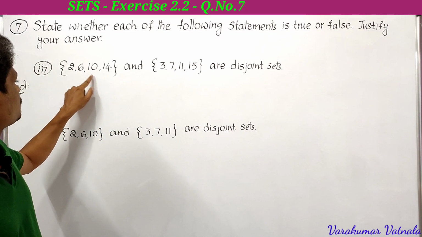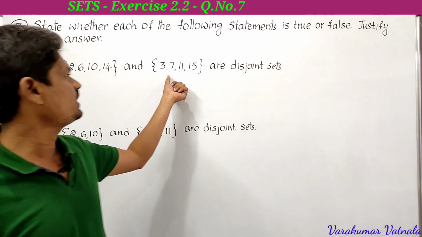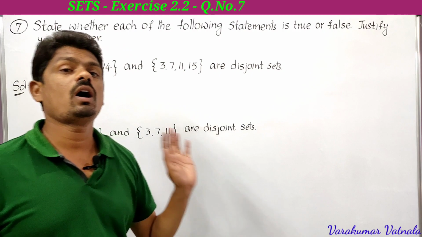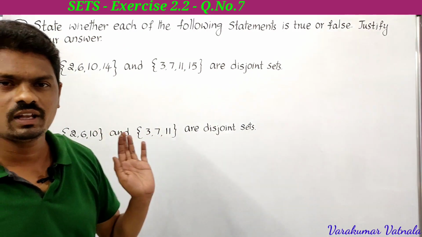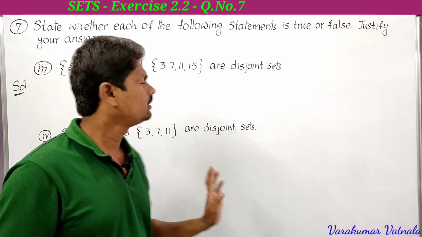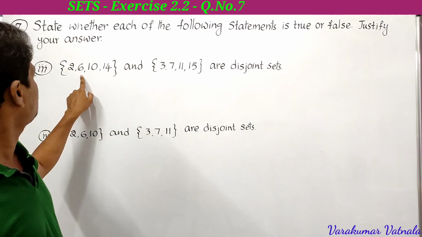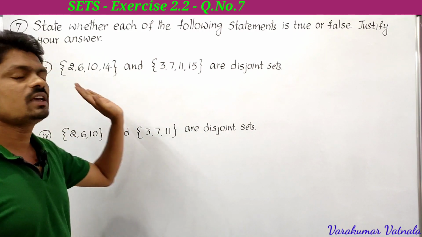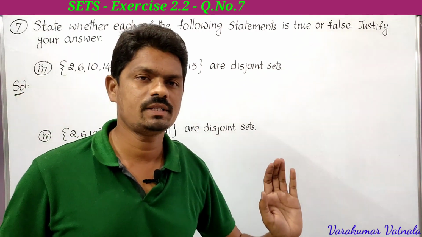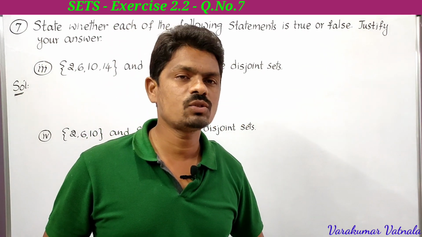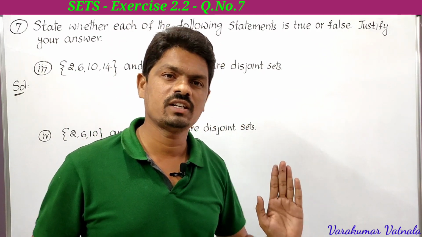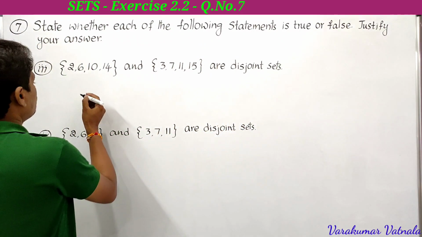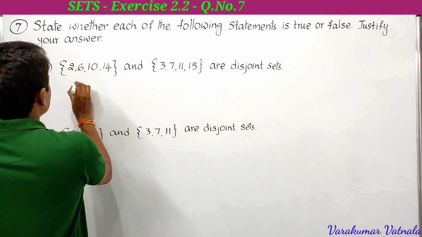So next this is the third bit in the seventh problem. A set of 2, 6, 10, 14 and a set of 3, 7, 11, 15 are disjoint sets. So again we have to verify whether there are any common elements. So here 2 is not there, 6 is not there, 10 is not there, 14 is also not there. So we can say there are no common elements. If there are no common elements, we can say they are disjoint sets. Yes, he has also given they are disjoint, hence it is true. We can write it is true.